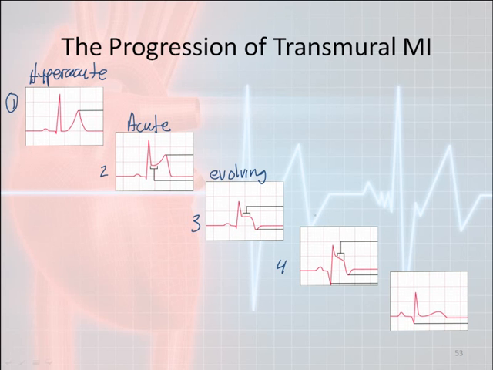This is the 4th phase. Because you have your pathological Q wave here, this is now fully evolved. If the person survives, then this is considered the healed phase. But notice there's always going to be a little pathological Q wave.